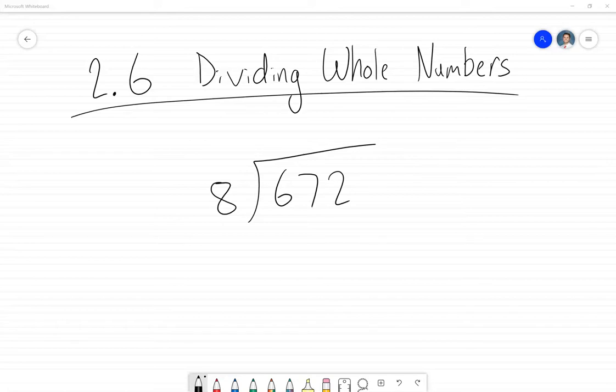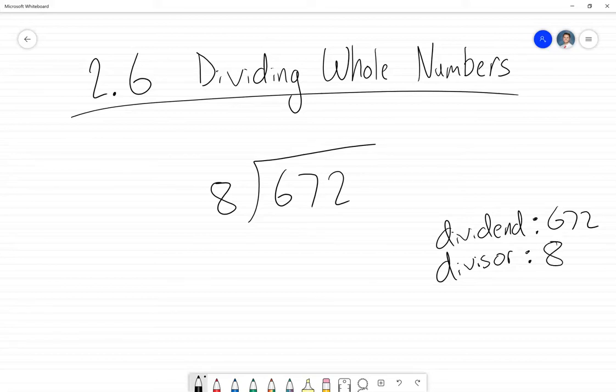A few reminders of vocabulary for you. The number we start with is called our dividend. That's the number we're going to divide. So in this case, that's 672. The number we're dividing by is our divisor. And the answer that we get is called the quotient.